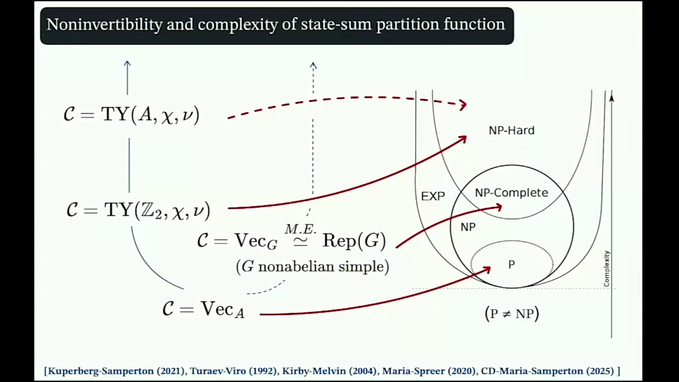And in work in progress with Samperton and Clément Maria, we expect to be able to show that this is true for A more generally, okay? You're just making this problem harder in some sense. You don't expect it to get easier. So at least from this point of view, you introduce just a little bit of non-invertibility and your invariants become hard, okay? But we were able to say something quite nice about this hardness and how it's controlled.